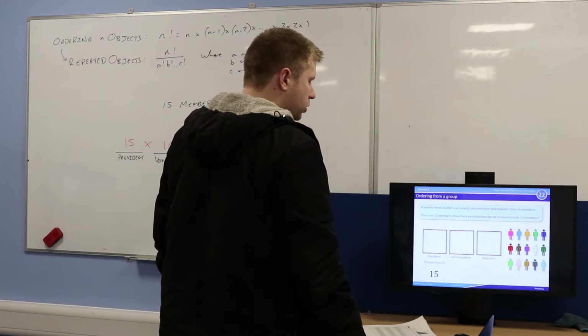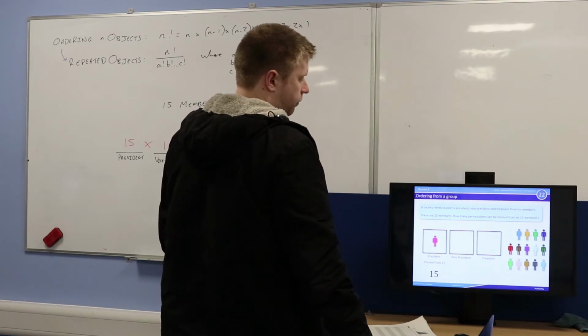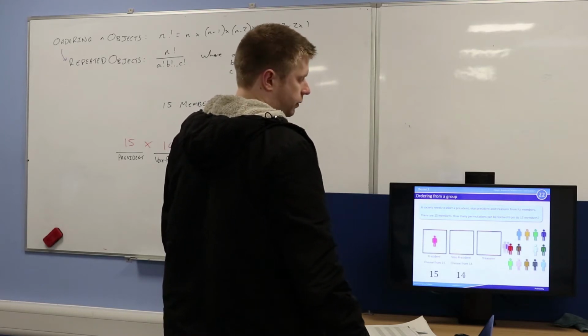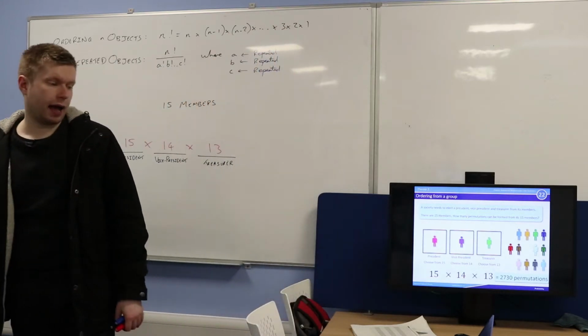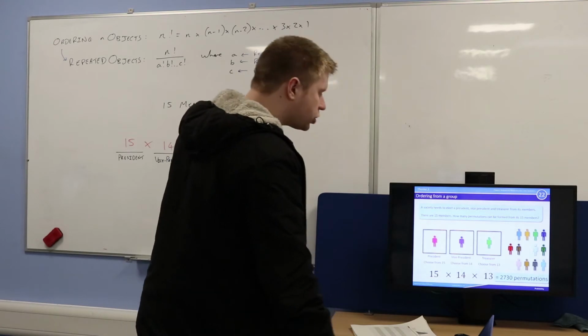Okay? And you can see that illustration on the board there. So 15 people to choose from to go there. Then 14 people left to choose from to go there. And 13 left to choose from to go there. All right? So it's going to be 15 times 14 times 13, which is 2,730.